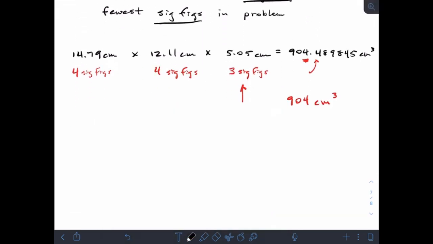Now, quite often you'll be faced with situations where you have to do complex operations. In other words, problems that have both multiplication, division, and addition, subtraction. And so the way you do that is you apply the rule by order of operations.